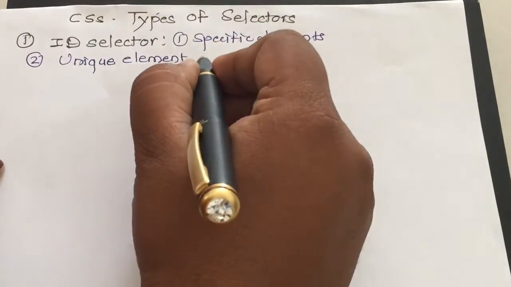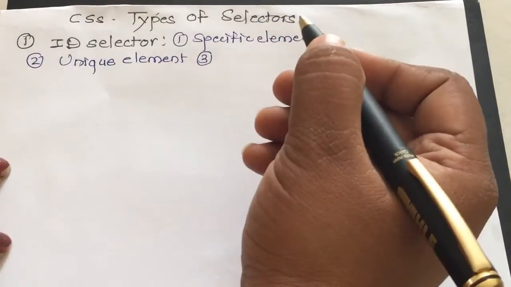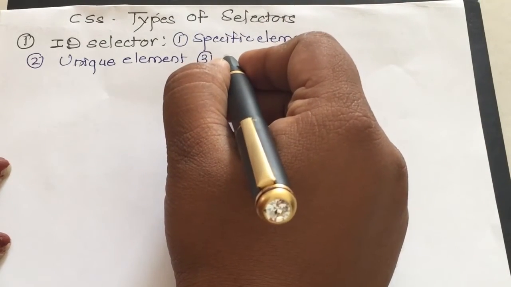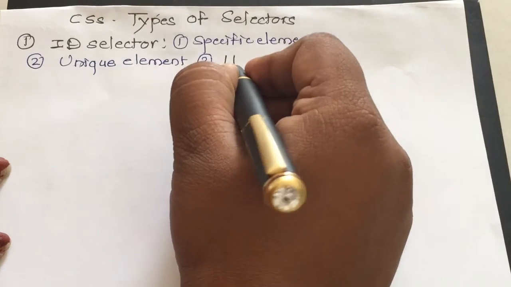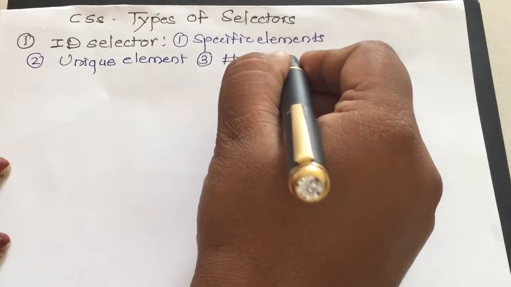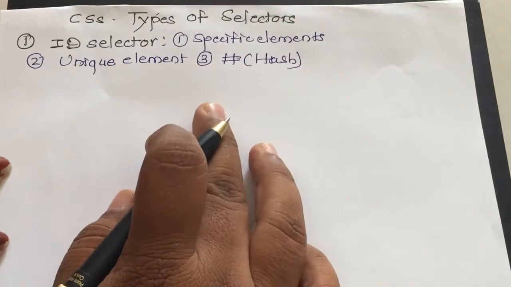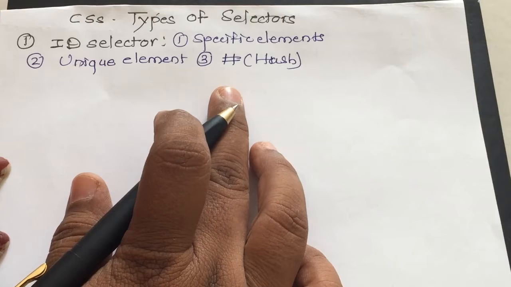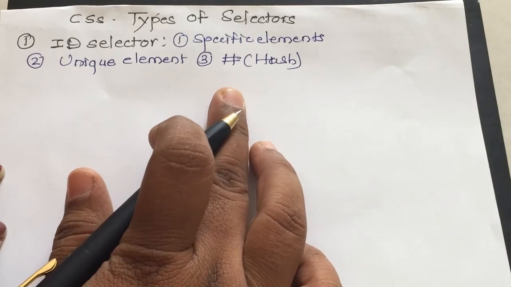And the third and very important thing: when we define an ID selector, then always before the selector name we have to use the hash sign. So always this sign, it is present on your keyboard. So always the hash sign is used to define the ID selector.